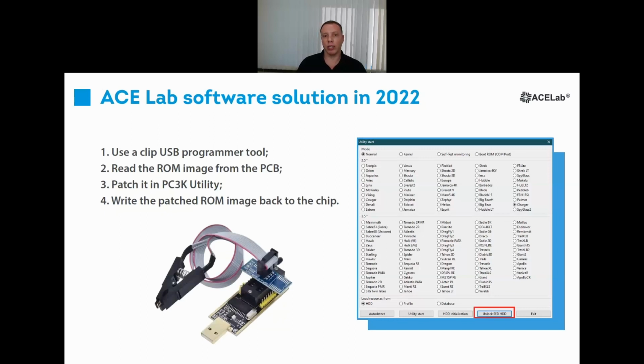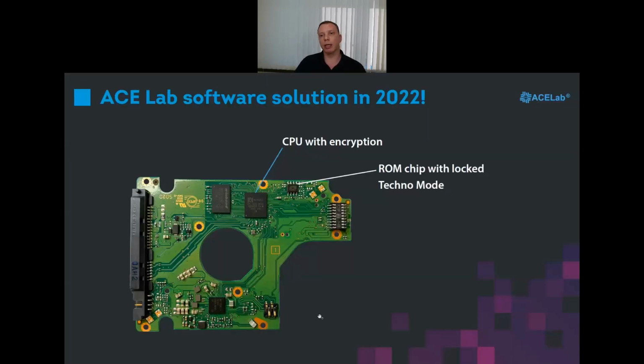So what are the steps of unlocking? First of all, you have to read the ROM from the native board. Then you open the utility and use the unlock option, which will patch the ROM. You save the patched ROM and write the patched image back to the original PCB using the same tool which you used before for reading it. After that, technological mode will be unlocked. You will be able to work with the drive, with the service area, and the CPU will be the native one.